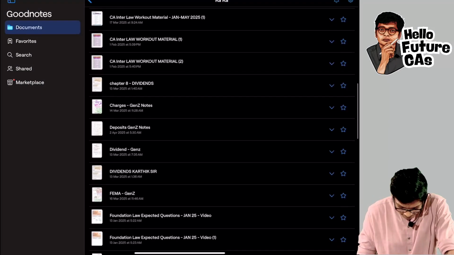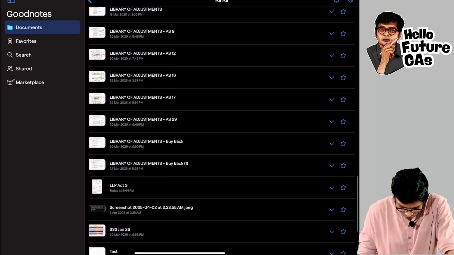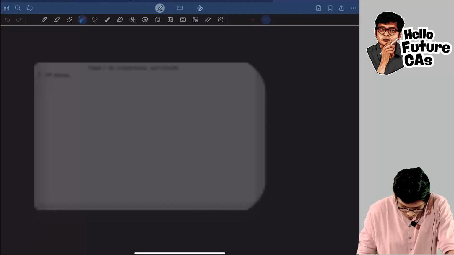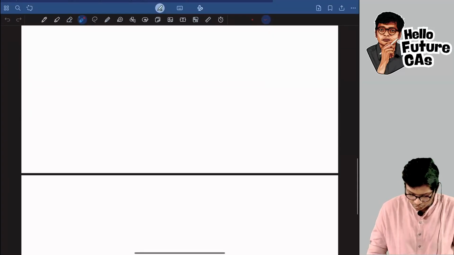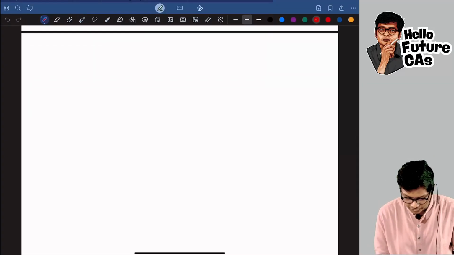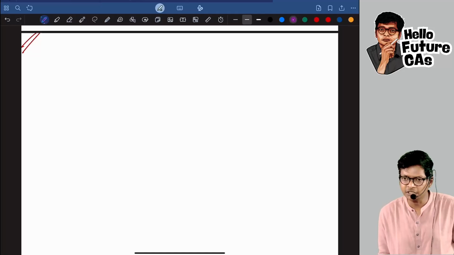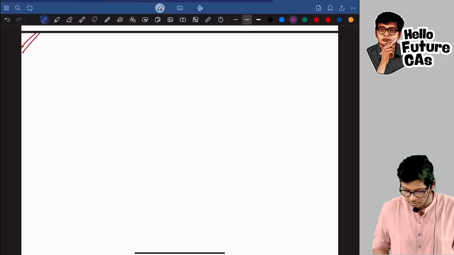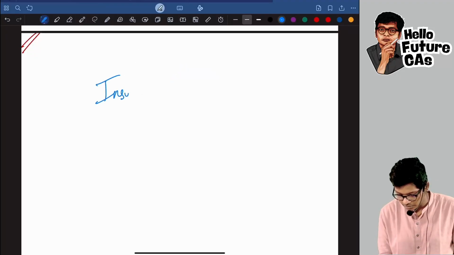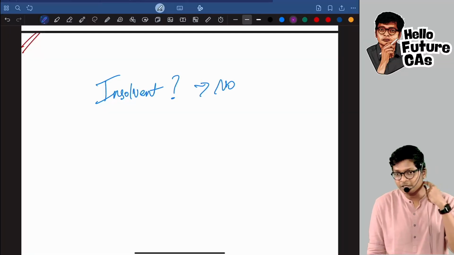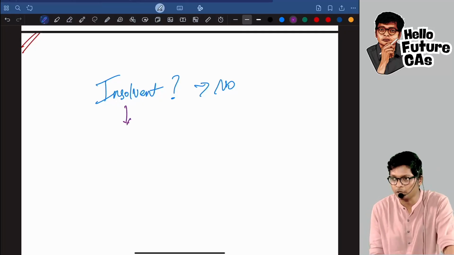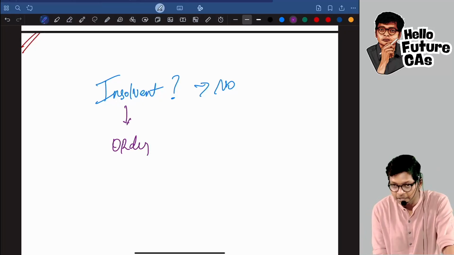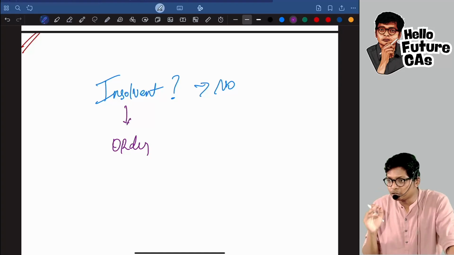Okay, so now for example, if you see in the Partnership Act, can an insolvent person be a partner? Can an insolvent person be a partner, guys? Insolvent, yes or no? No. But in the Partnership Act, for you to be insolvent and not be a partner, the court has to pass the order. Only an adjudicated insolvent is not a partner.